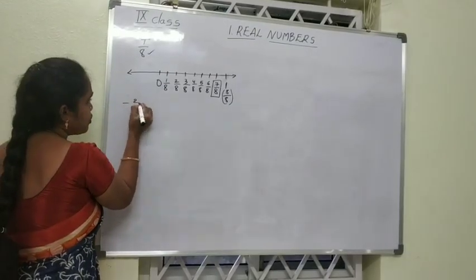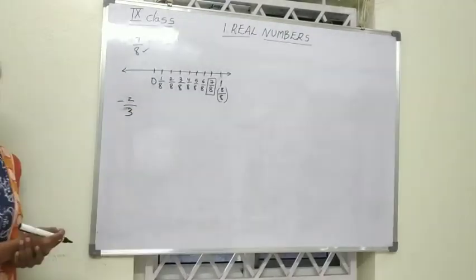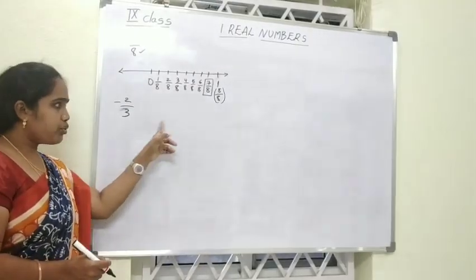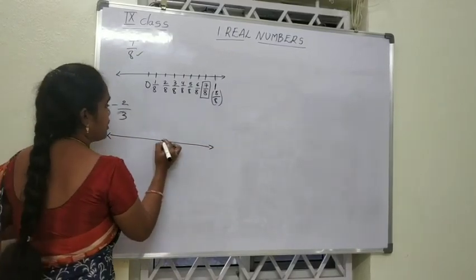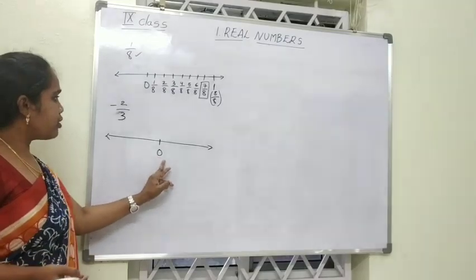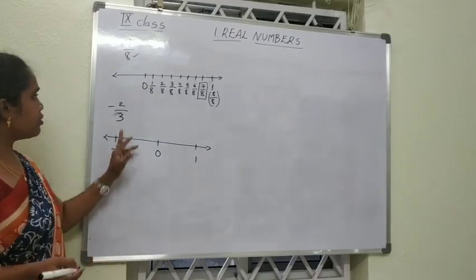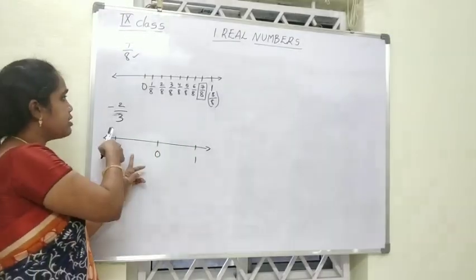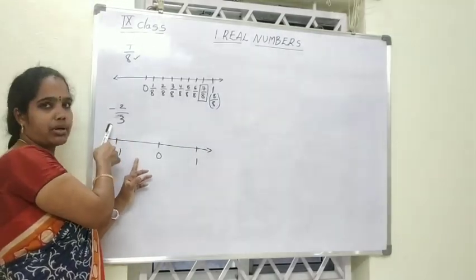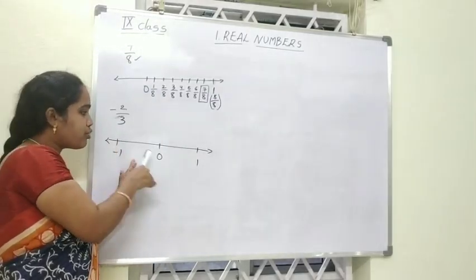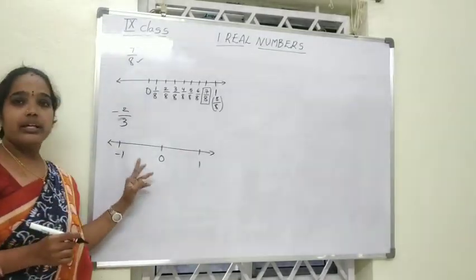So one more. Minus 2 by 3. So I am taking a negative number. So minus 2 by 3, how to represent on the number line? So now 0, 1, and here minus 1. The number will be on the left side of 0. Why? Because this is a negative number, a negative rational number. So that's why we have to take the left side of 0. 0 right side has positive rational numbers, 0 left side has negative rational numbers.